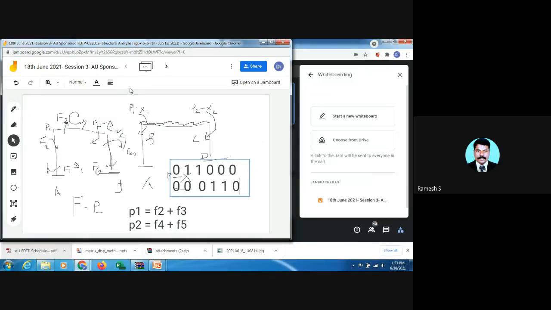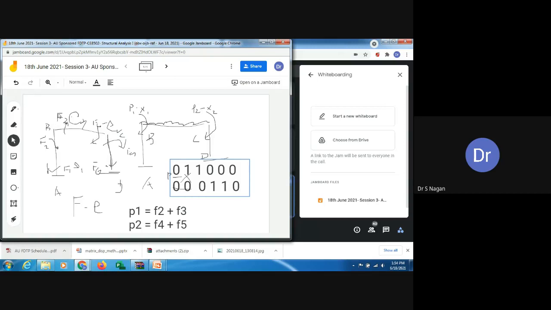Element stiffness matrix, sir. Okay. So, what will be the size of element stiffness matrix? 6 by 6, sir. Very good. Because we have three members, the stiffness matrix will be a 6 by 6 matrix.